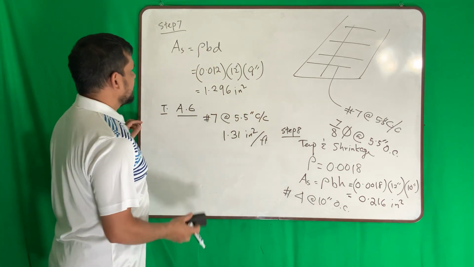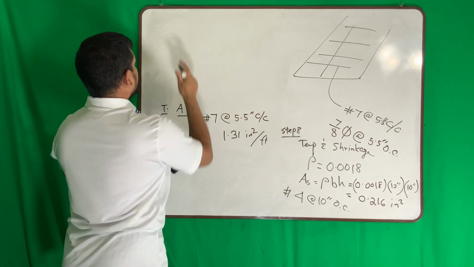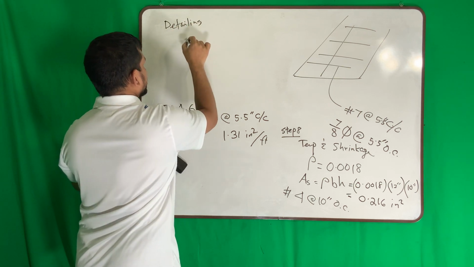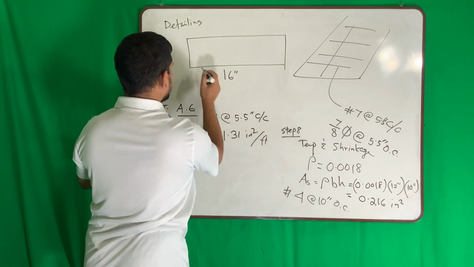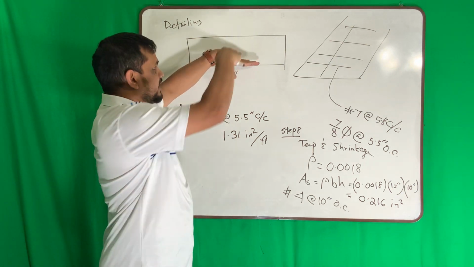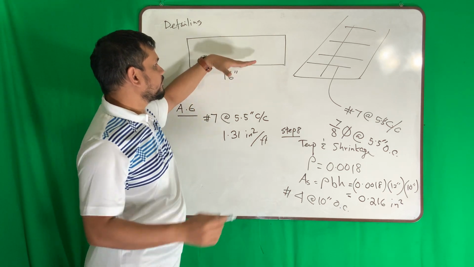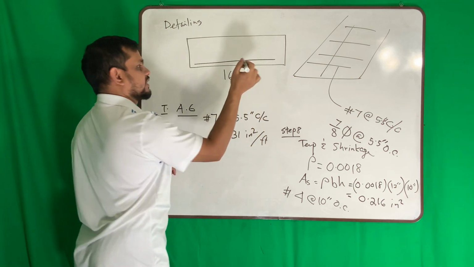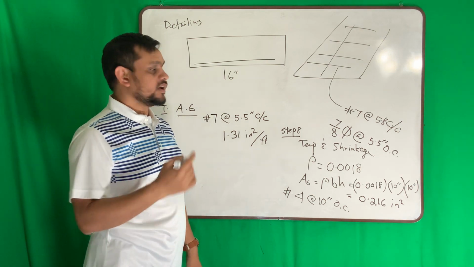Now I need to do some detailing. So last step, detailing. So draw the slab. This is 16 inch. Now I have reinforcement this way and that way. Which layer to put in the bottom? One reinforcement is here, other is that way. Should I provide that way, down or up? That is something to think. It must be up.